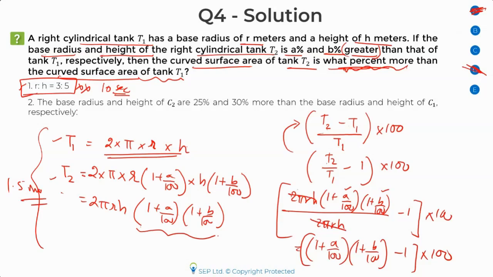The second option is telling me the actual percentage. It's telling me the base radius and height of cylinder, and ideally this should be T2, not C2, is 25% and 30% more than the cylinder T1. So this should be T1. Really sorry, but I think you got the idea here, right? They're telling you the values 25% and 30%. They're giving you A and B. The moment they give you A and B, you know you can plug it in here and get your answer. So the correct answer in this case would be option B.